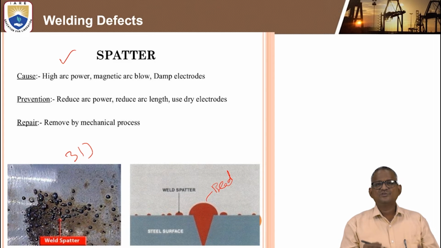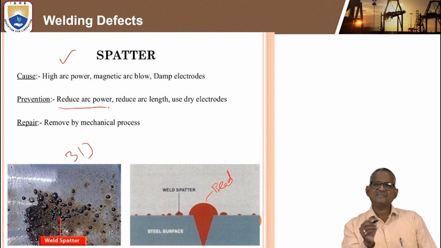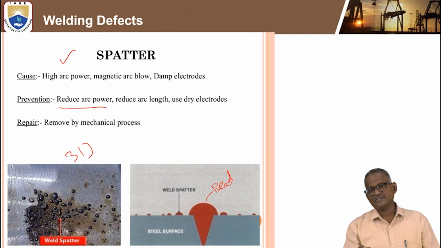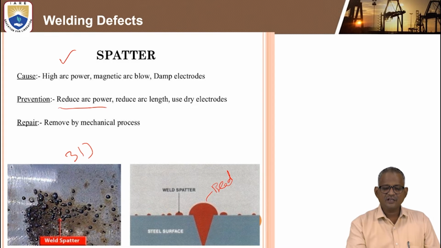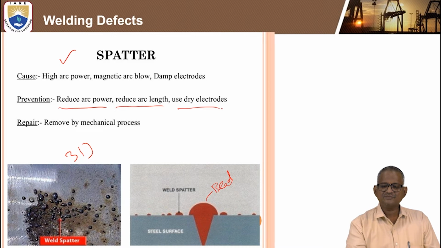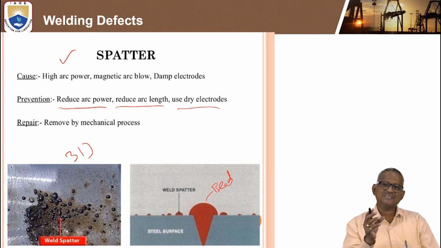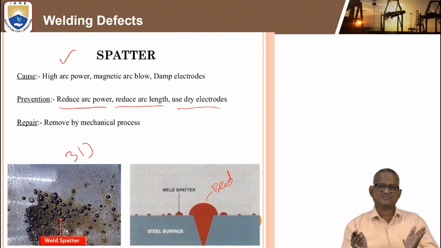In order to do some remedy, that is called prevention, reduce the arc power. Arc power should be maintained properly as per the application of usage, and you should also maintain a reduced arc length, and you can use dry electrodes. Previously, due to damp electrodes and some water content, some disturbance will occur. So in order to avoid such a cause, you can always use dry electrodes, okay.